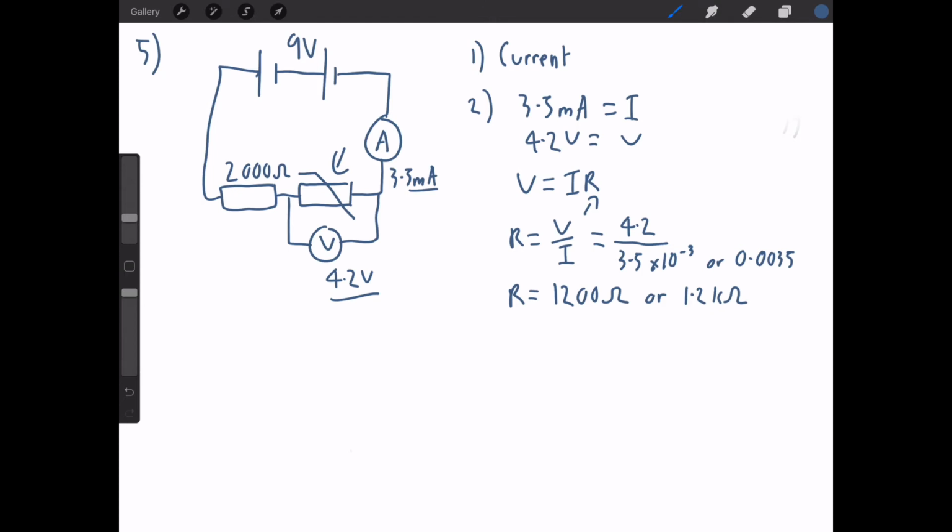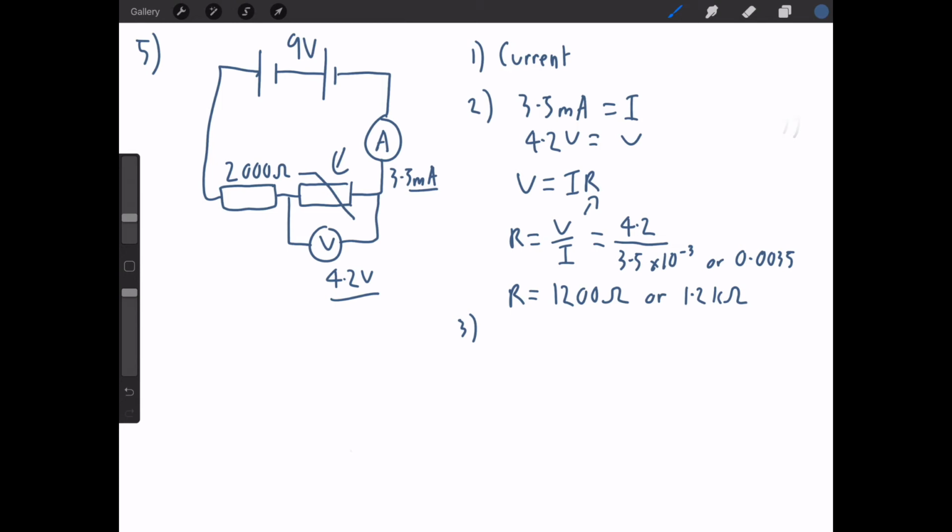Generally, in electronics, if you work in milliamps, then your resistance comes out in kiloohms. It's quite normal to have a very small value for current and quite a large value for resistance. Right, next one, part 3. Calculate the charge that flows in the thermistor in 5 minutes when the current is 3.5 milliamps.